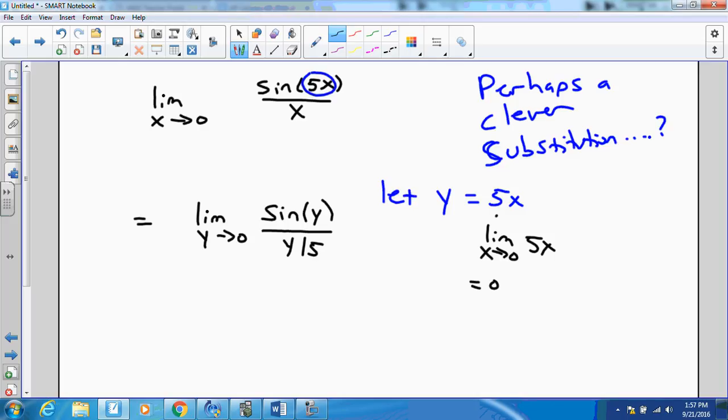So what I have done now is to replace a limit that was hard for me with a limit that might be easier for me. And in fact, I think it is, because I think I see my special limit. Almost.